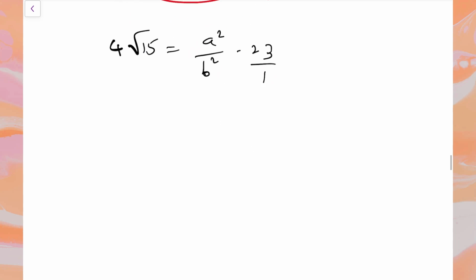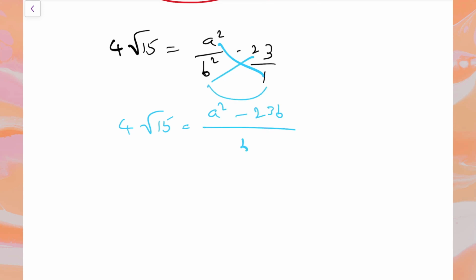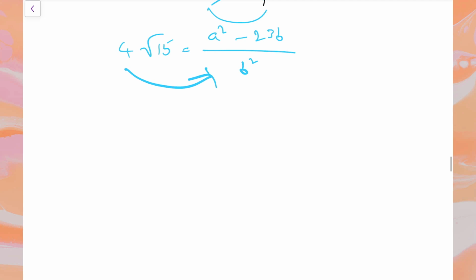Let us do cross multiplication here. Left side part as it is, 4 root 15 equals a square into 1, a square minus 23 b, divided by b square into 1, b square. Now from the left side bring 4 also to the right side. So we will get root 15 equals a square minus 23 divided by 4b square.